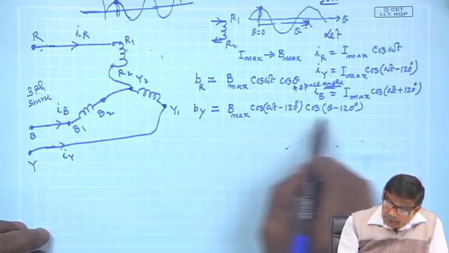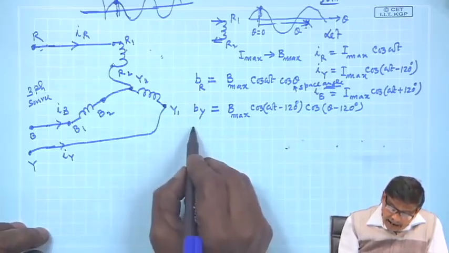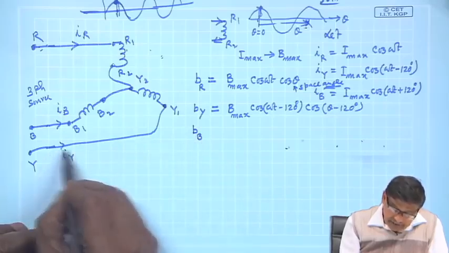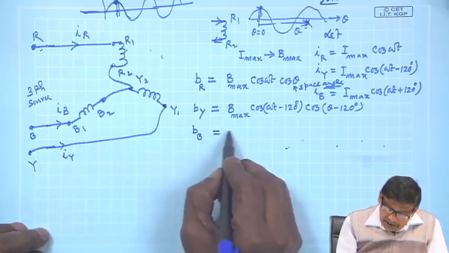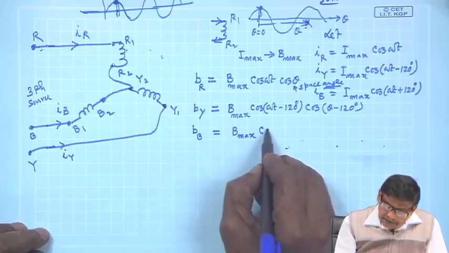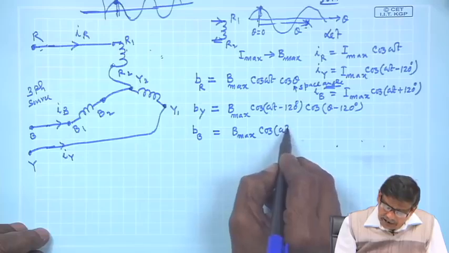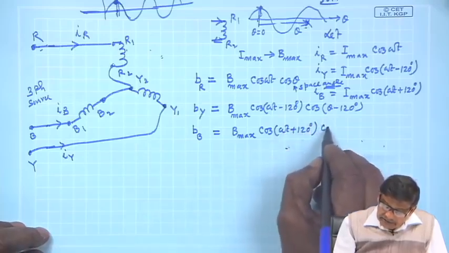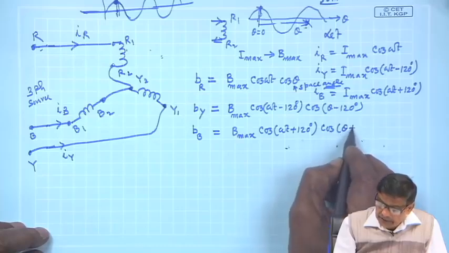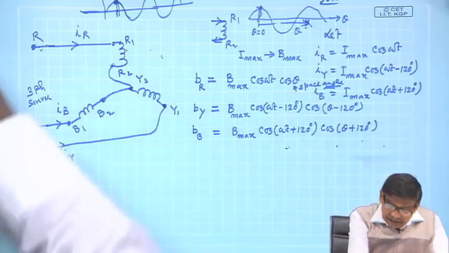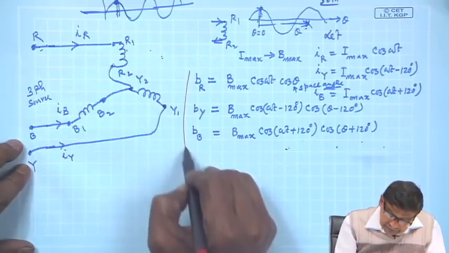Okay. So, this will be B_y and B_b. Because of the B phase current, it will be B max. This current is cosine omega t plus 120 degree and this is cosine theta plus 120 degree. These are the three equations.